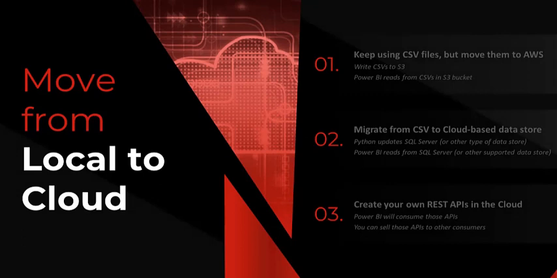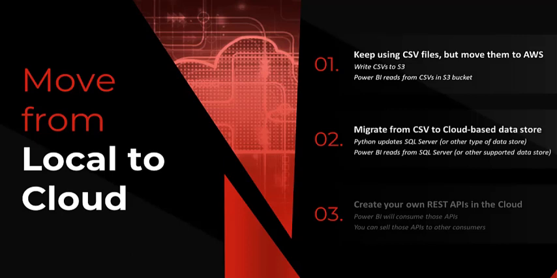Moving and managing data from a local environment to the cloud offers various options and possibilities. Here's an overview of different approaches to achieve this. 1. Keep using CSV files, but move them to AWS. If you're comfortable working with CSV files, you can transfer them to an Amazon Web Services (AWS) environment. AWS offers storage services like Amazon S3, where you can upload and store your CSV files securely. From there, you can access and manipulate the data using other cloud services. Microsoft Azure is another cloud provider, which also has many cloud services available for you to use.